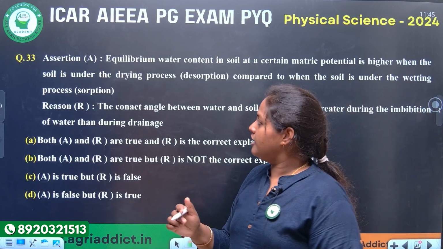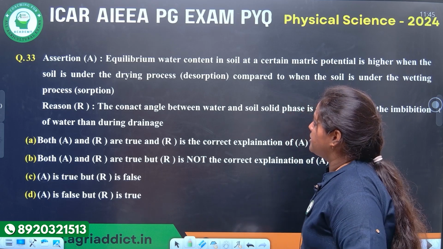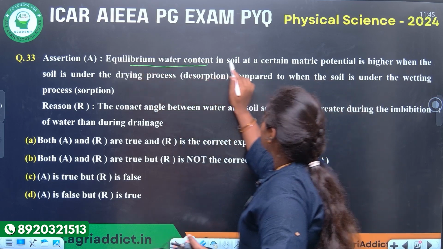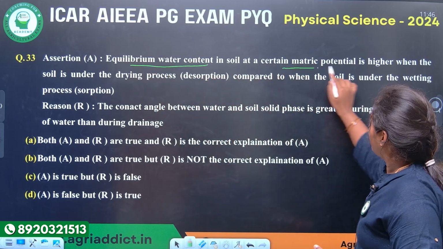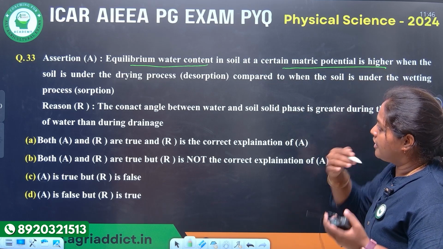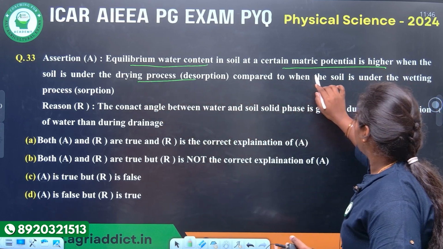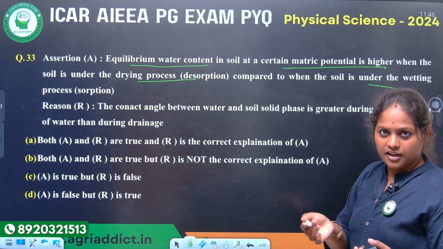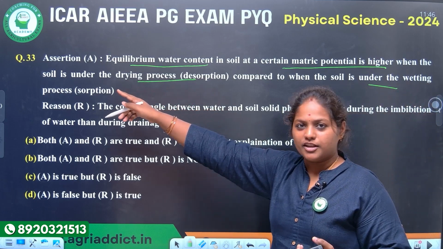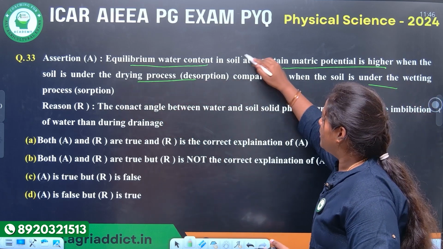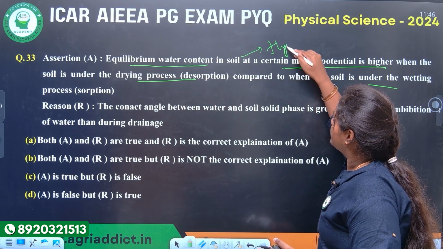Question number 33. Again assertion and reason. Assertion: equilibrium water content in soil at a certain matric potential is higher when the soil is under drying process compared to when the soil is under wetting process. Actually, this is the definition. What is this phenomenon called? It is called hysteresis.